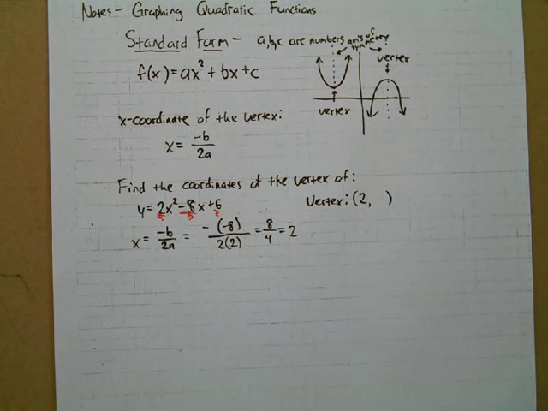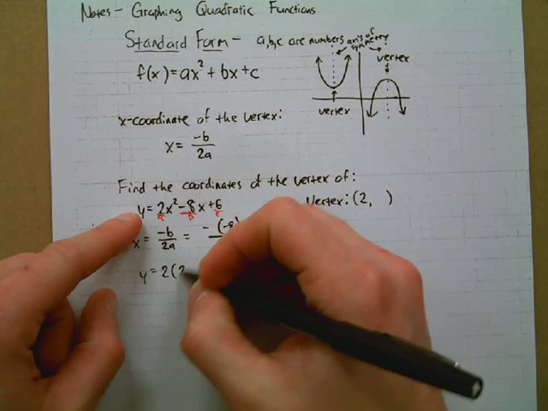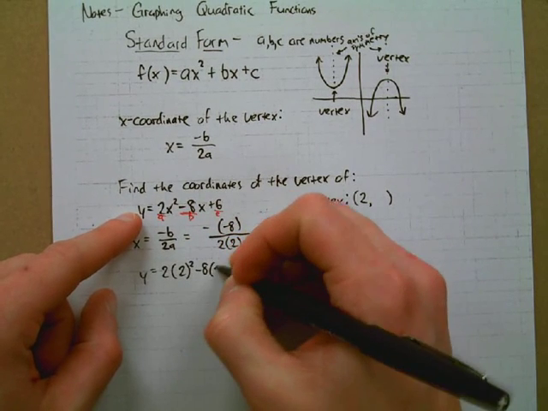Remember, the vertex is a point on our quadratic function, which means if I plug in 2, it's going to automatically give me what the y value has to be. So we're just going to plug in 2 here. It'll be y equals 2 times 2 squared minus 8 times 2 plus 6. And all we have to do is simplify that using order of operations.